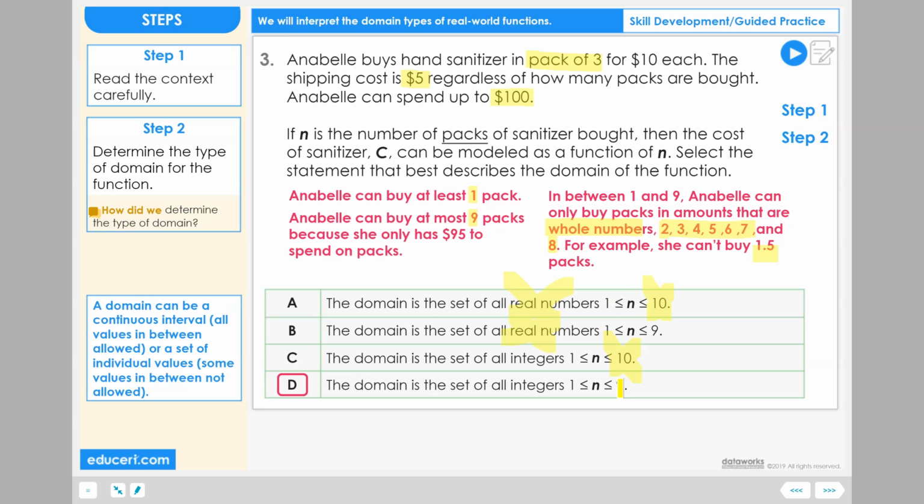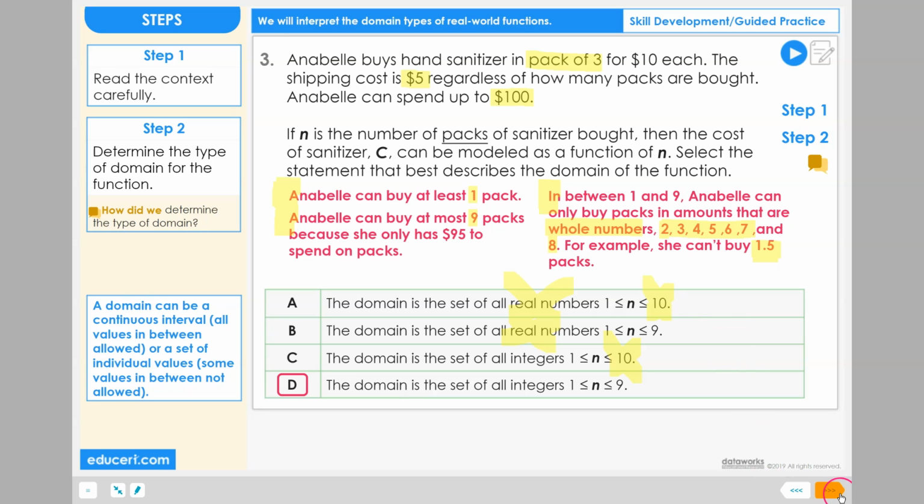How did we determine the type of domain? We determined the type of domain by using the real-world context to think about what's the least Annabelle could buy, what was the most that she could buy, and evaluating the numbers that are all in between, whether or not it is possible to buy only whole number amounts, or if we can use any decimal amount that would suggest that the answer would have been one of the all real numbers options.